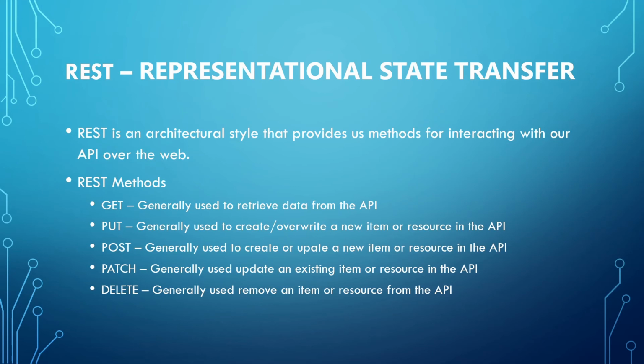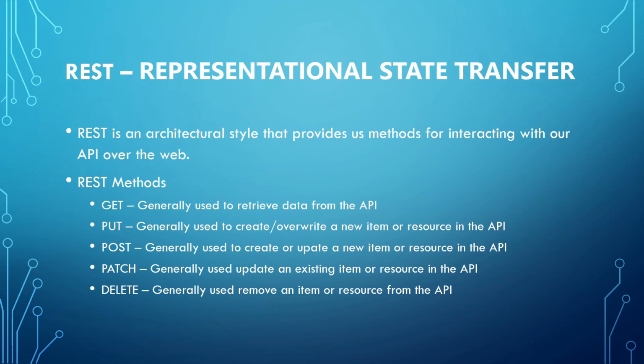Now, a put is something that other APIs or applications can use in order to create or overwrite data in an API. Now, a post can also be used to create or update an item in the API, but it might only be like a partial update, or maybe they don't use a put in their API and they only use post. That's fine. A patch can also be used to update an existing resource in an API.